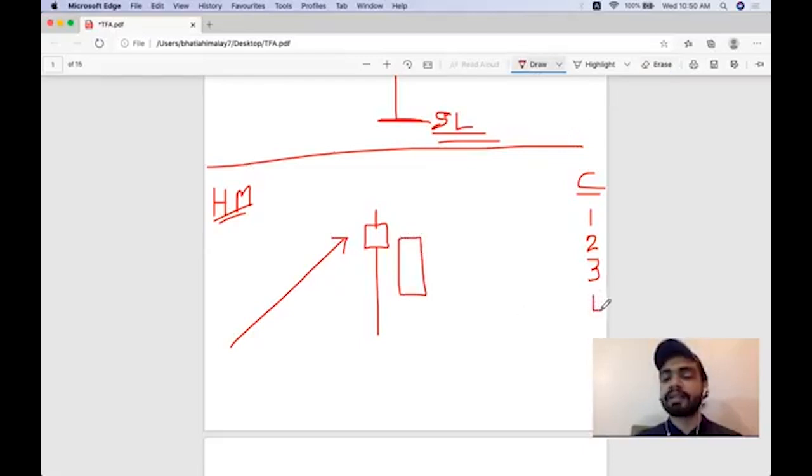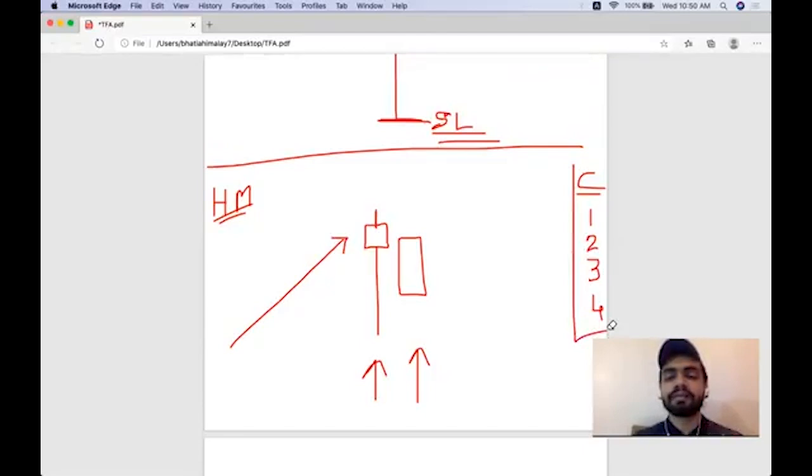And finally, the fourth point: on the day of the confirmation as well as on the day of the pattern, the volume should be high. So that has been repeated quite a lot of times, that even if it is selling, we do not wish for a low volume, we still wish for a high volume in the market.